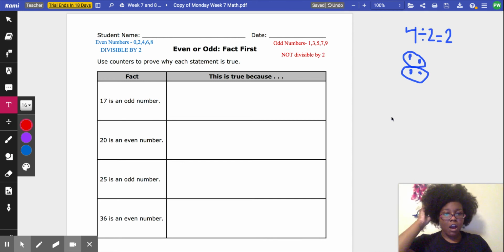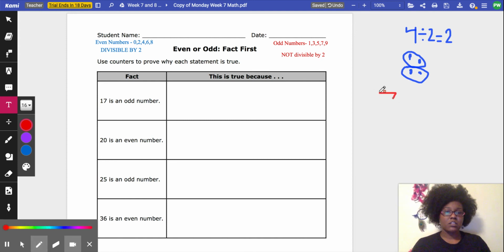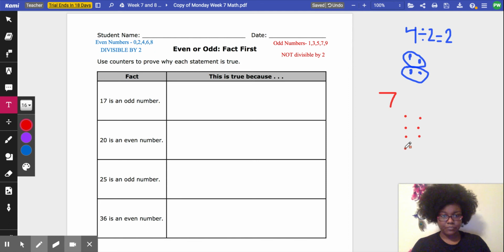So if it's an odd number, let's say my number was 7. I would have 7 dots. 1, 2, 3, 4, 5, 6, 7. When I go to circle them in groups of 2, 1, 2, 3 groups, there's 1 left over. So that means it is not divisible by 2. I can't divide that by 2. That also means that 7 is odd.